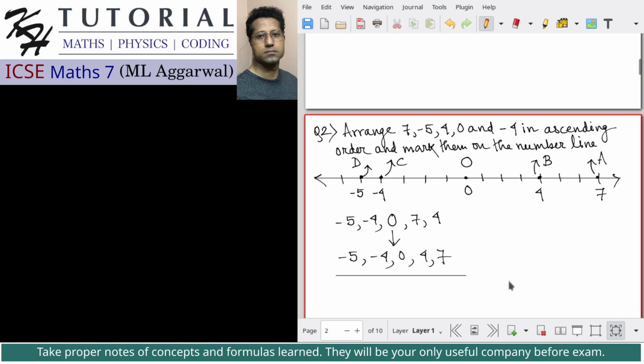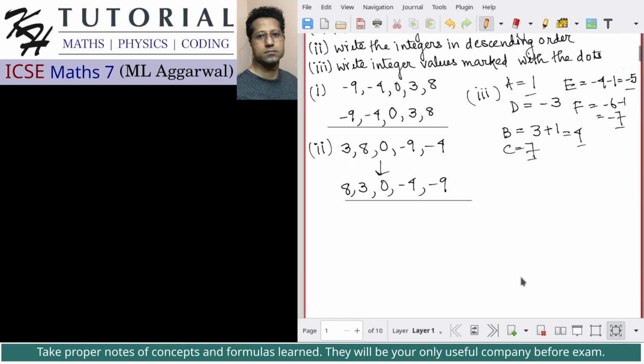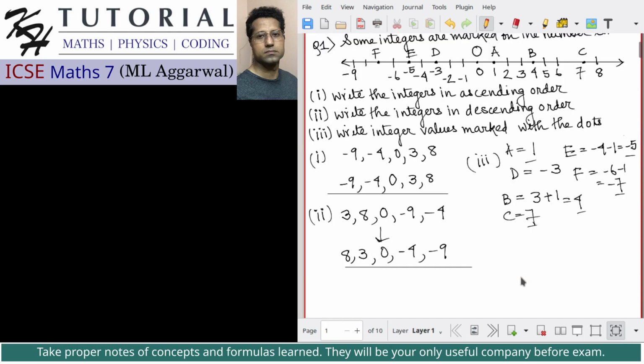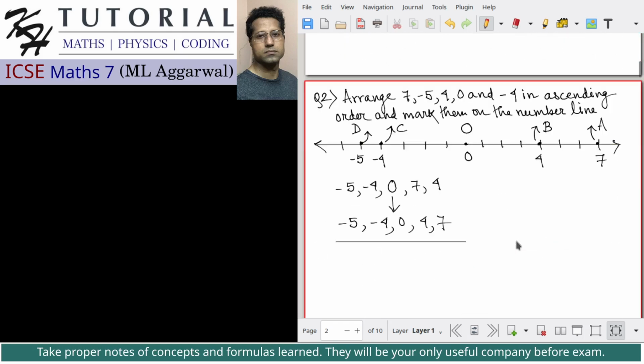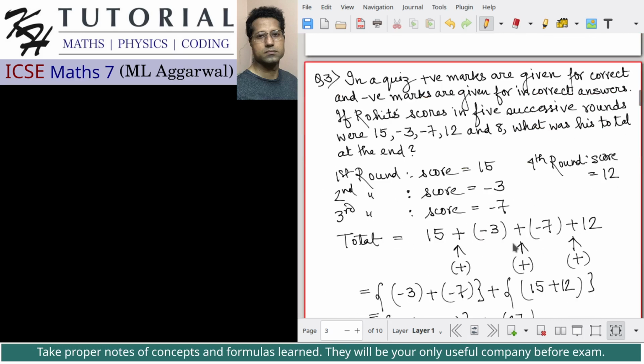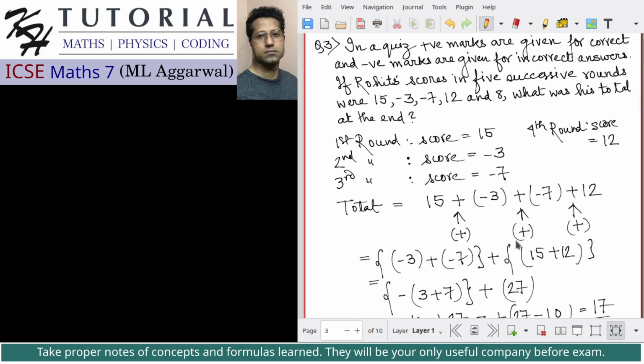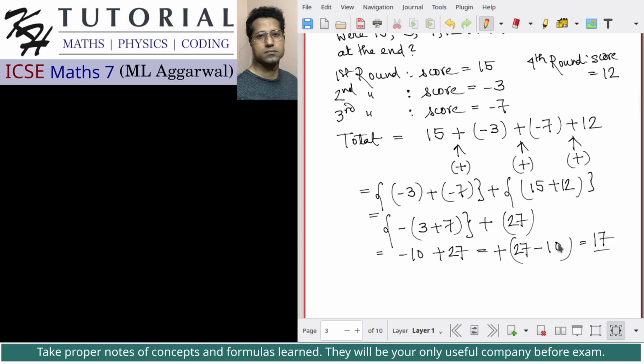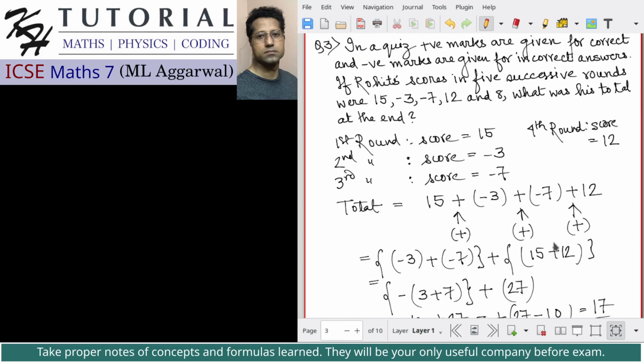Question number 2 is -5, -4, 0, 4, 7, that is fine. Question number 1, the answer will not match because I have modified the question from the textbook. But let me quickly check why my answer is incorrect for question number 3. Why is it 25? It must be 15 plus -3 plus -7 plus 12. So I have -3 plus -7. Oh, I have missed one integer. I'm sorry, I do these kinds of silly mistakes. So there will be plus 8 as well.